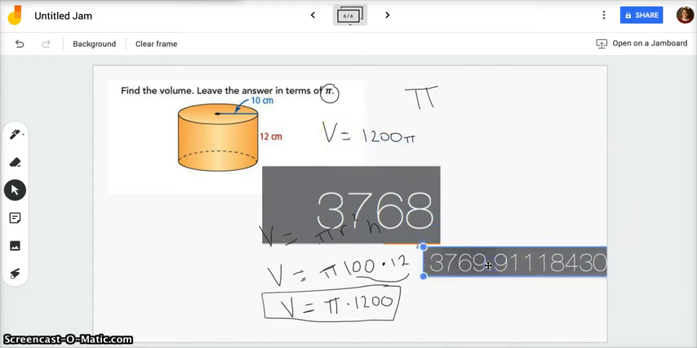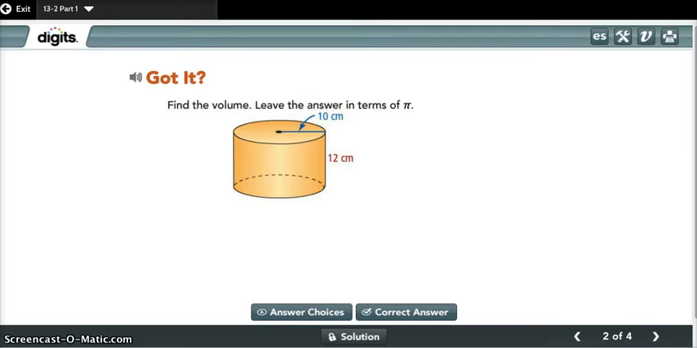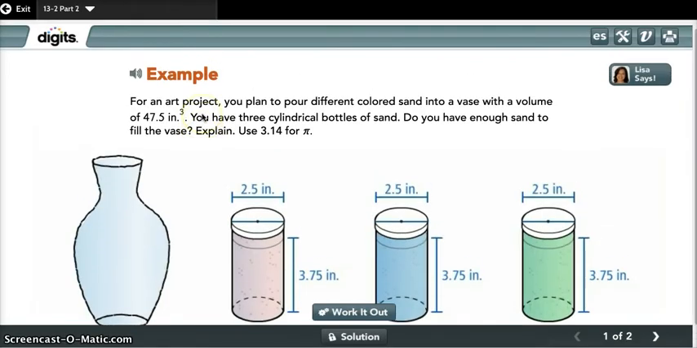So when you leave it in terms of pi, meaning that we leave pi in our answer, this is the most precise answer that we can give, because we're not shortchanging pi. We're kind of letting pi just be itself. All right, so when it says leave in terms of pi, multiply everything else out, but leave pi in the problem. Okay, here's our last problem.